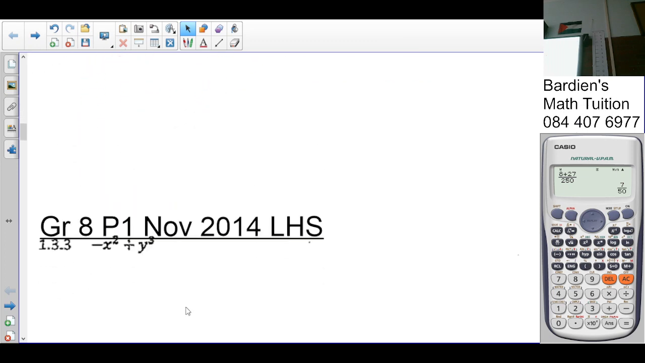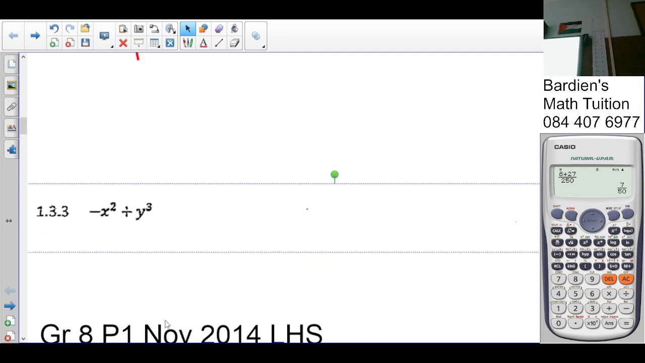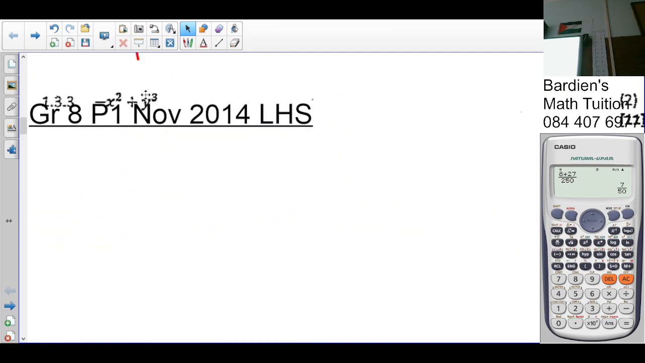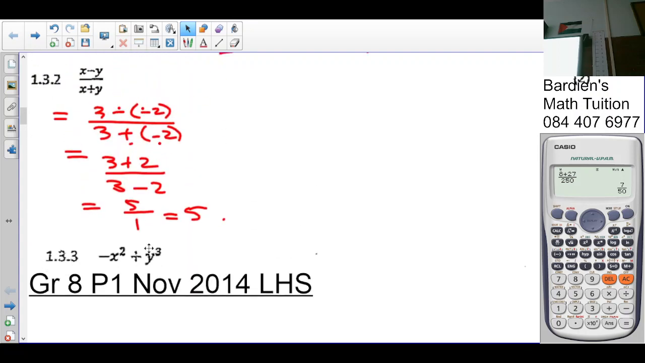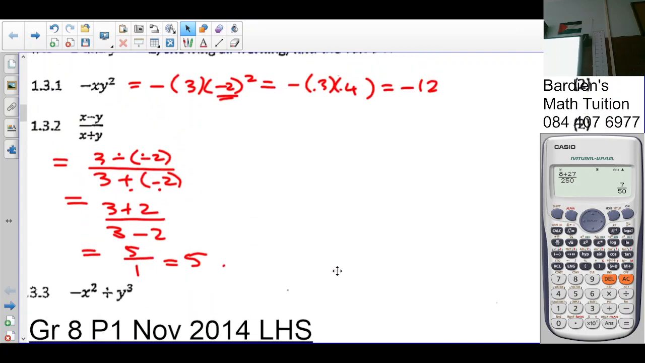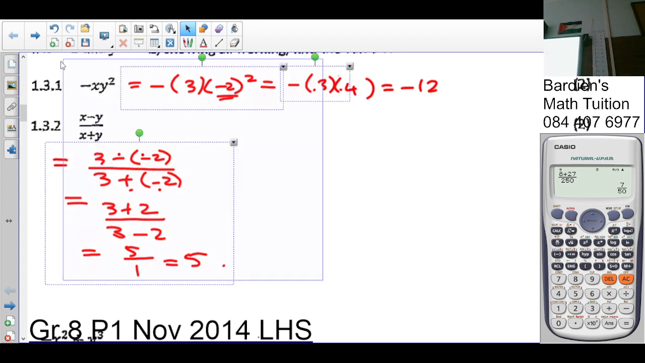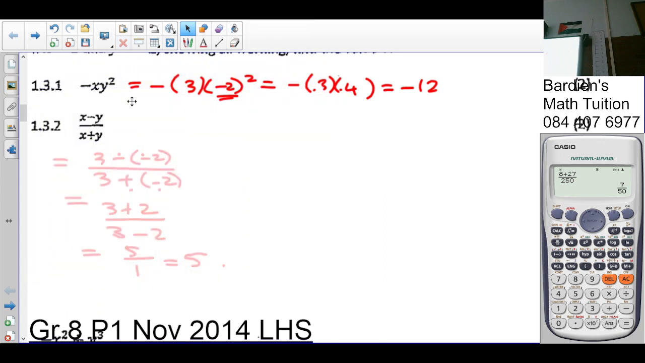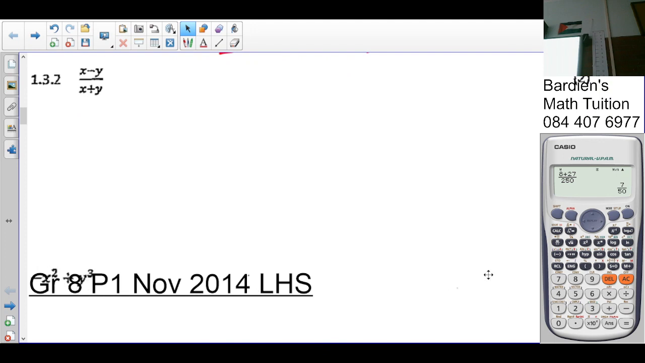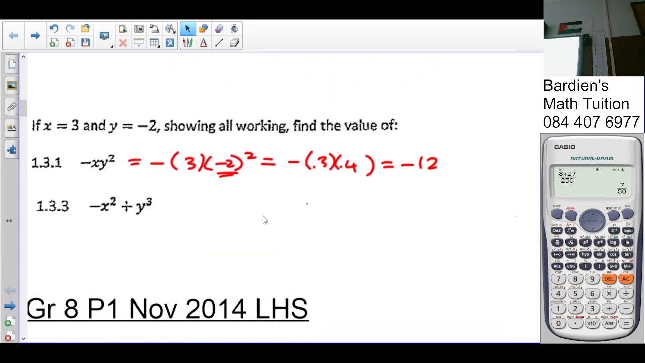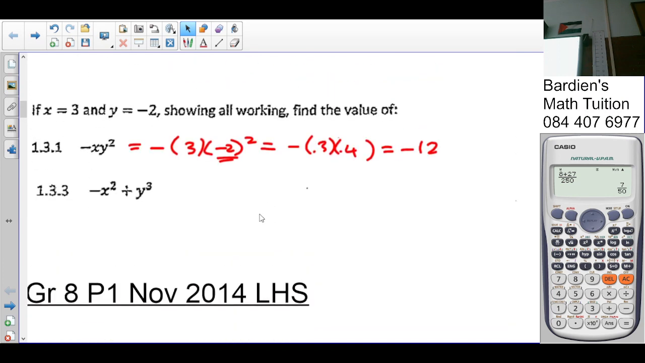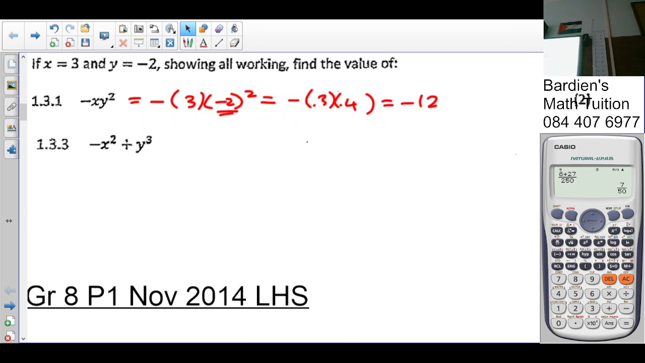Okay. The next question was linked to that question here. We need the values of x and y. So that is going to be negative.